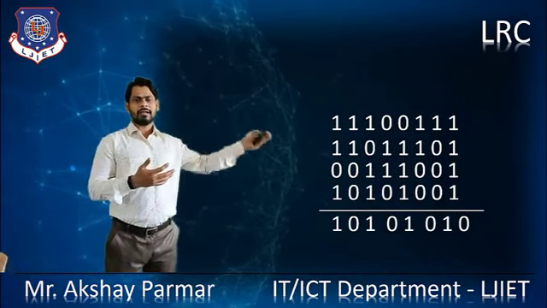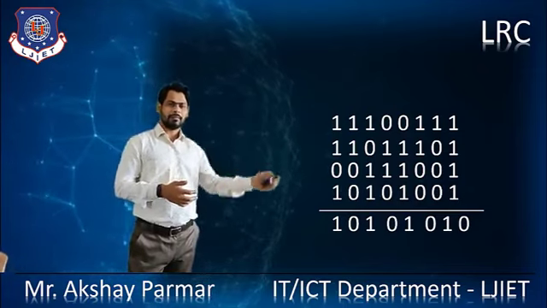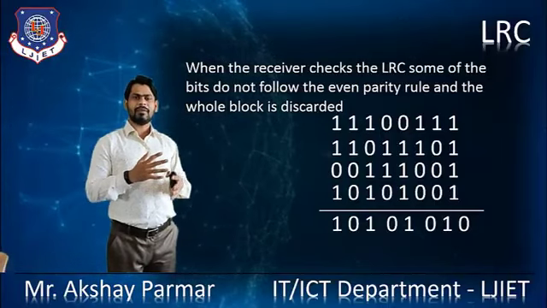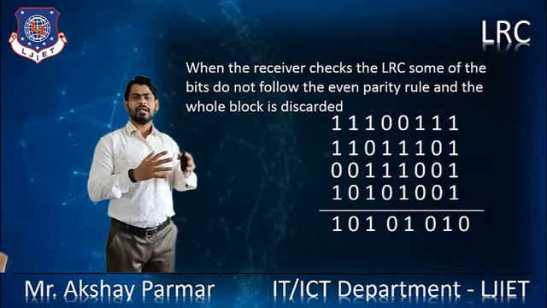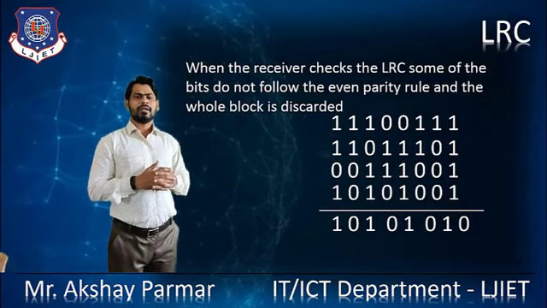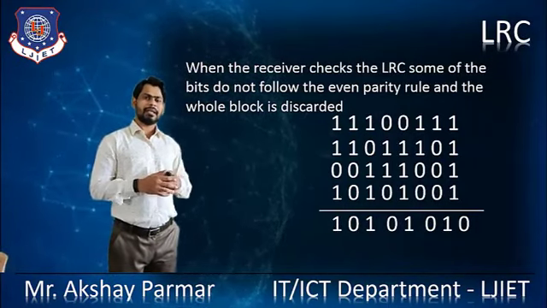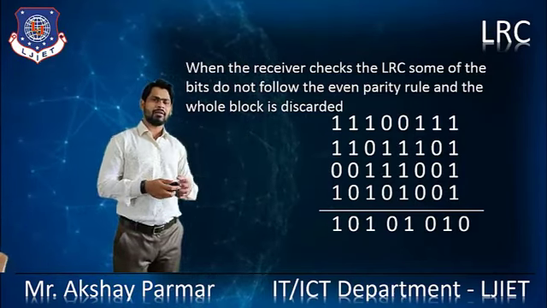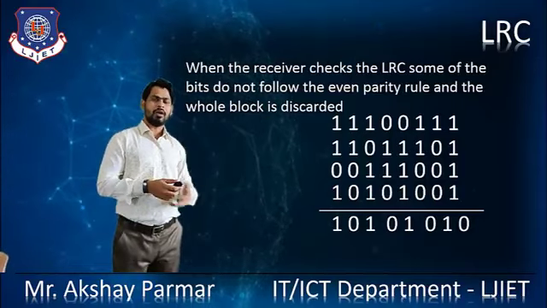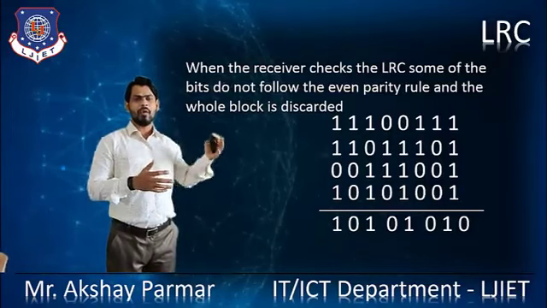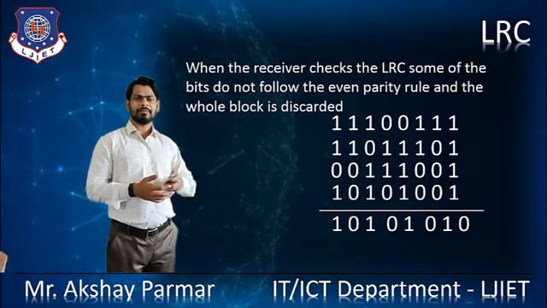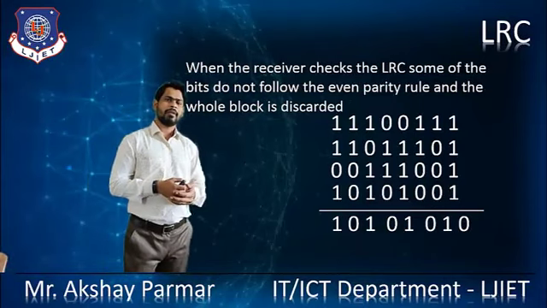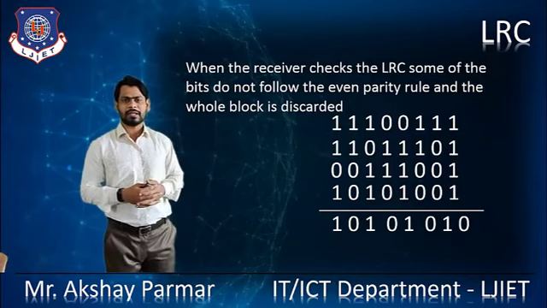After putting that, at the receiver end, they are checking whether the parity bits are similar or not, right? So when the receiver checks the LRC, if some of the bits do not follow the even parity rules, the whole block is discarded. That's how the receiver is checking the parity bits, right? So whenever even parity is not fulfilled in any of the columns, then we can simply discard the whole block of the sequence, right? So for an example, right? You can check that in the first column there are 4 ones, so it is already following the even parity rule.